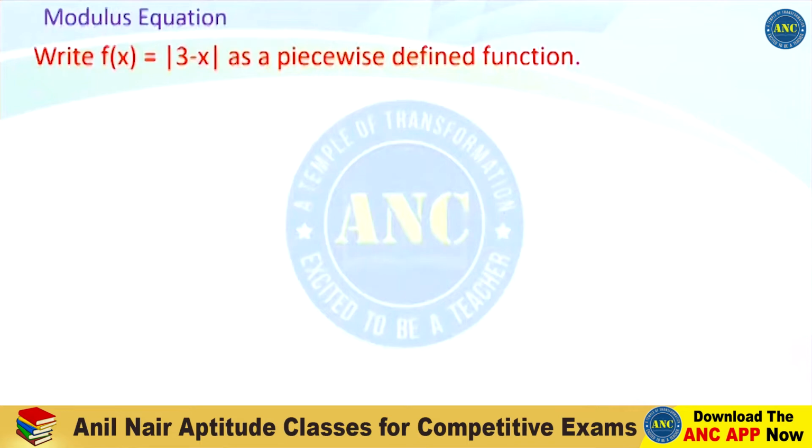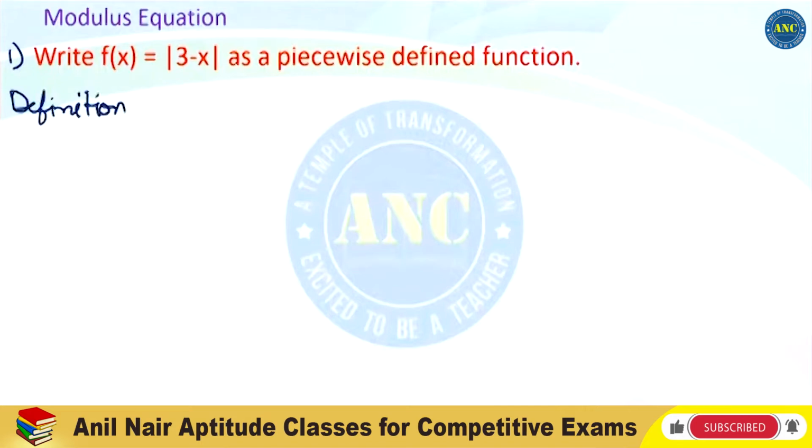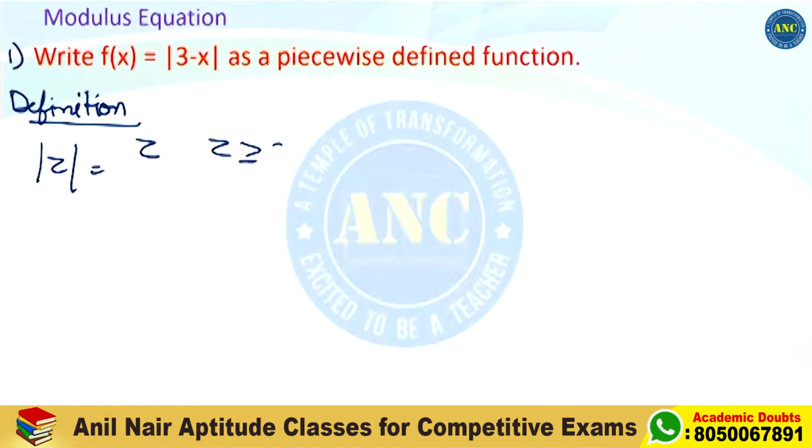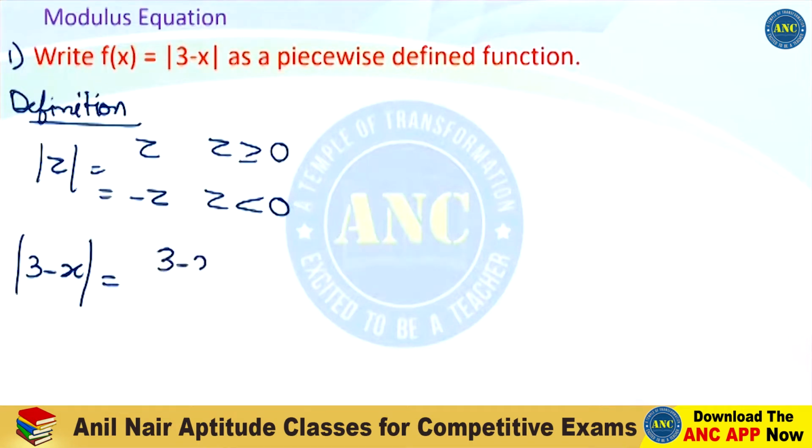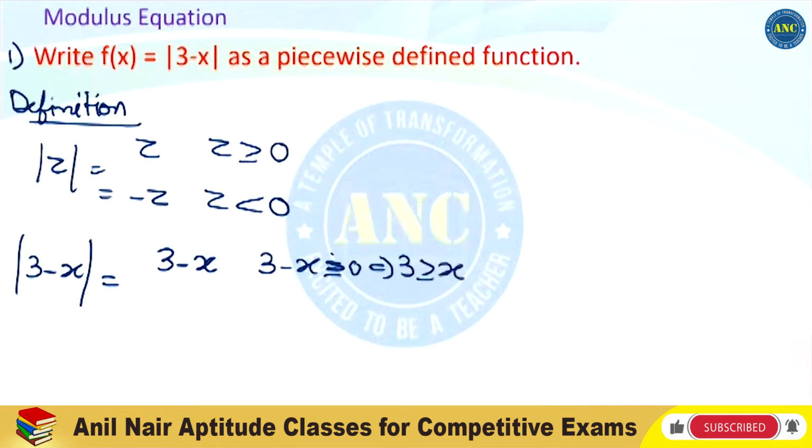Now, first example. Write f of x equals mod of 3 minus x. First we will write the definition. The definition is mod z equals z when z is greater than or equal to 0, and minus z when z is less than 0. Wherever z, here the expression is 3 minus x. So 3 minus x greater than or equal to 0. That is 3 greater than or equal to x, that is, x less than or equal to 3.